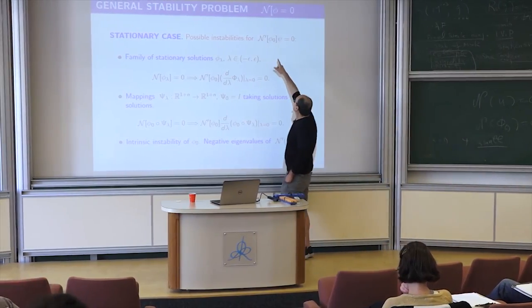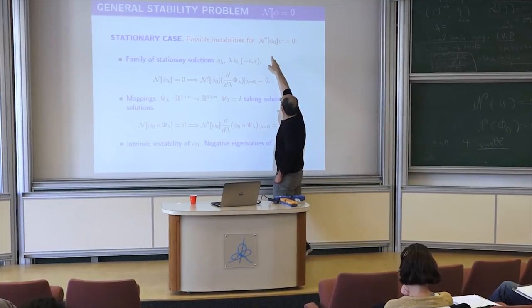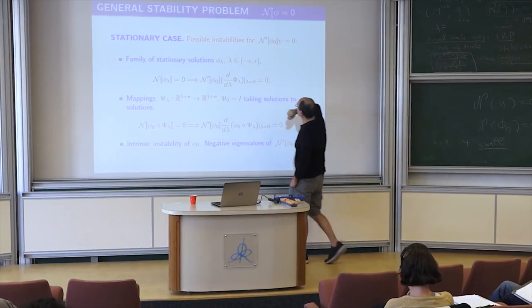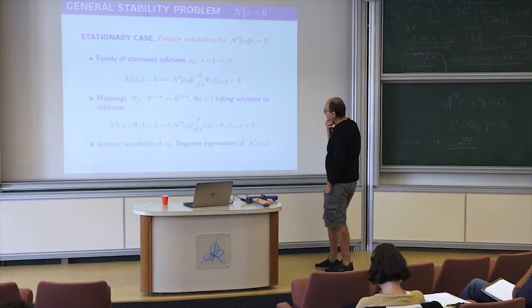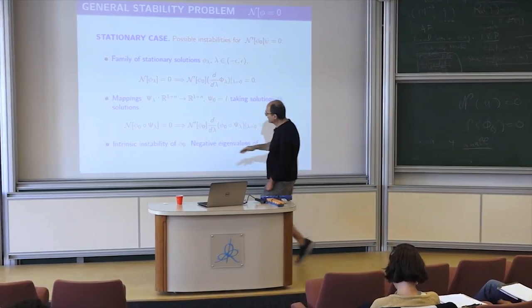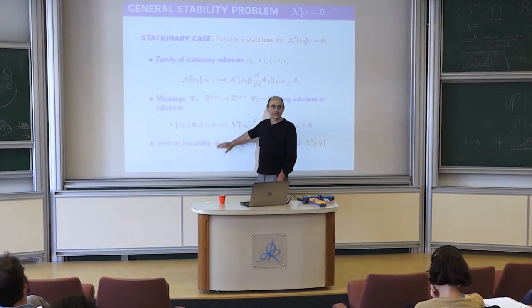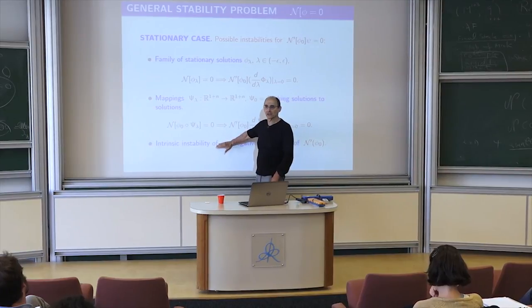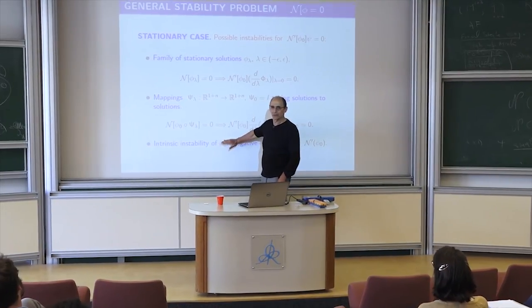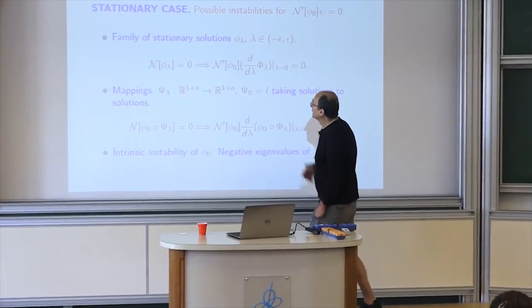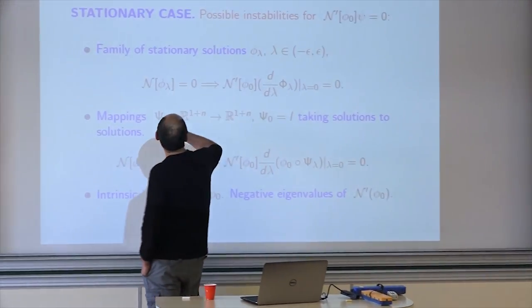So again, I take a stationary solution, I look at the linearized problem, which is N prime of phi 0 applied to psi is equal to 0. And one thing that can happen, which is the worst, is that I can have exponentially growing modes. So if I have exponentially growing modes, I'm done. There's nothing I can do, right? But there are other things that can happen.